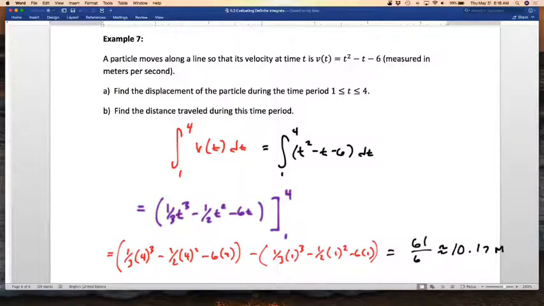So the question becomes then, as we look at B, is this total displacement, this net displacement, equal to the total distance traveled? No. No, it's not. It's not at all. So, I'm sorry, I've calculated this wrong.